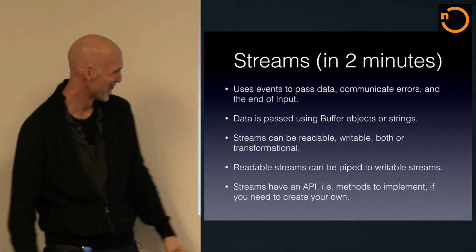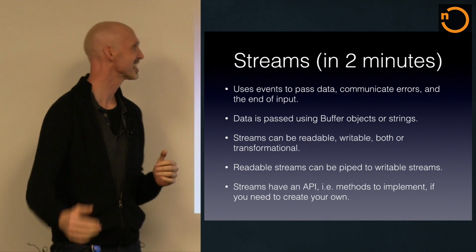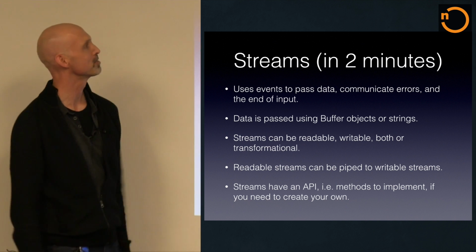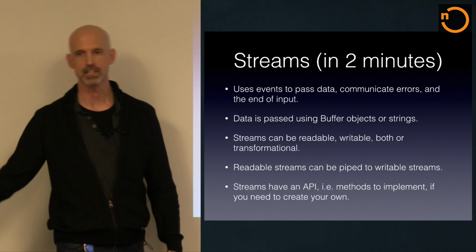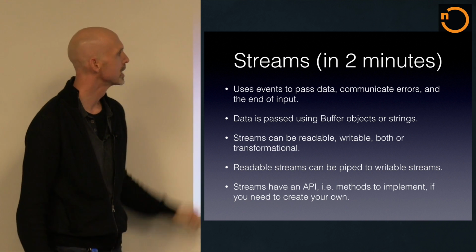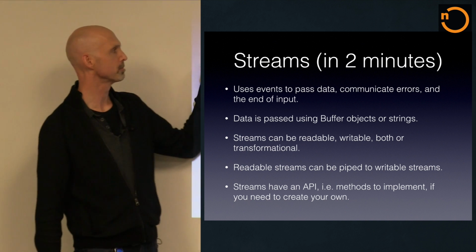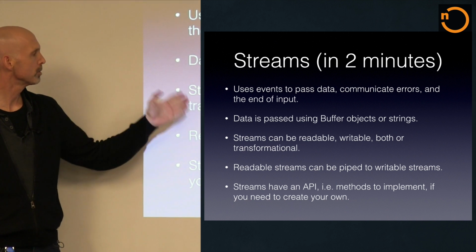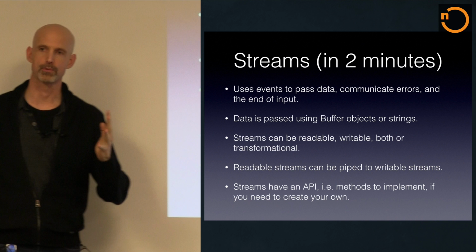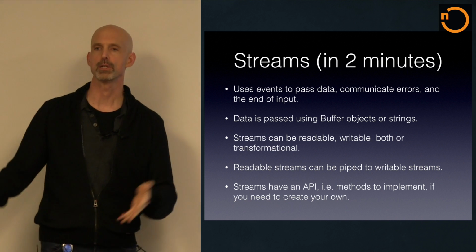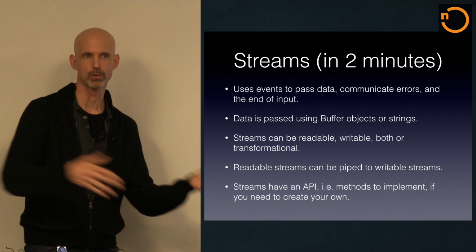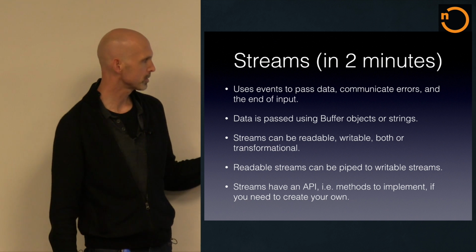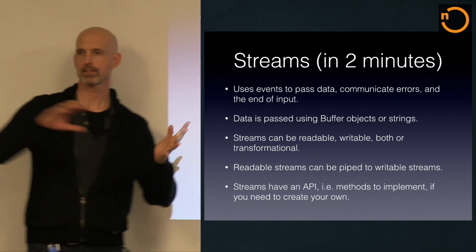There is a lot of stuff I'm not going to tell you about streams. Basically, it uses events to pass data, communicate errors, and signal things like the end of the stream and the input. Data is passed by using buffer objects. Streams can be readable, writable, or transform streams. So if you wanted to change an encoding scheme from one thing to another, you could write a transform stream. Readable streams can be piped to writable streams.